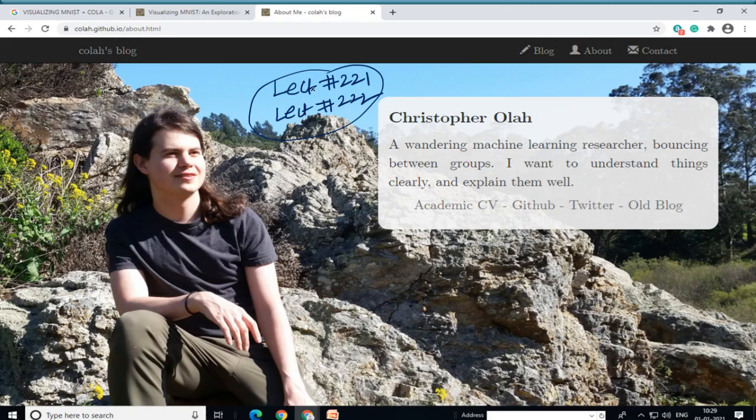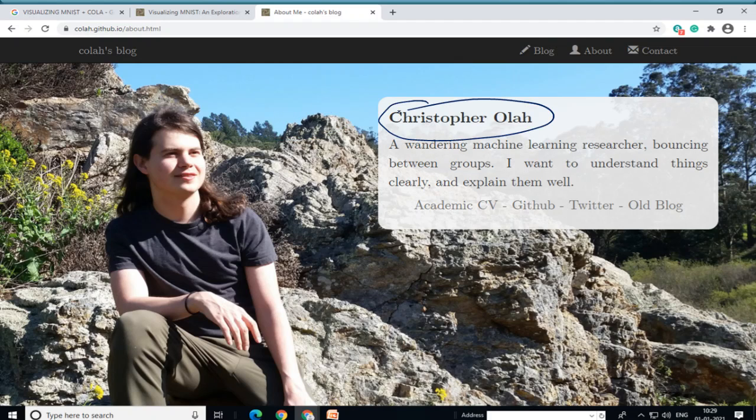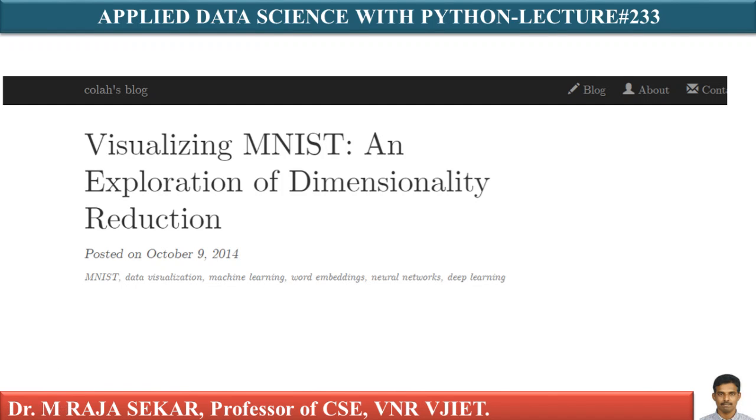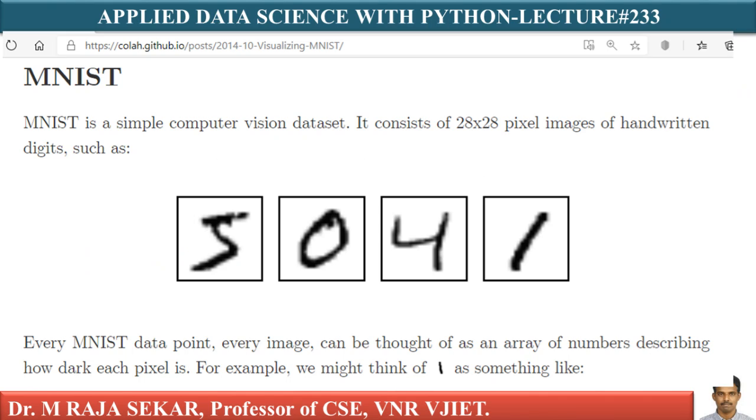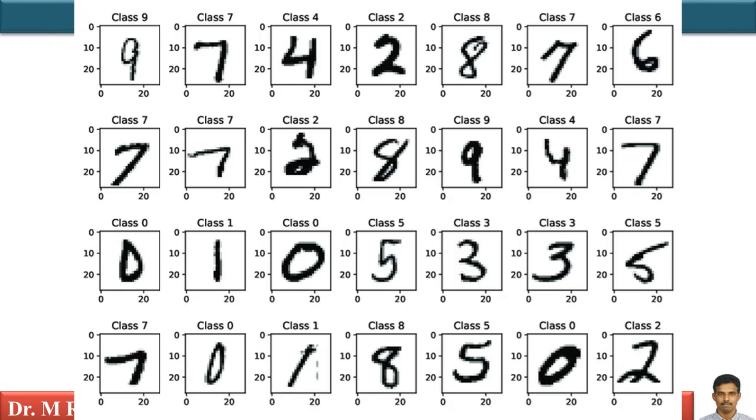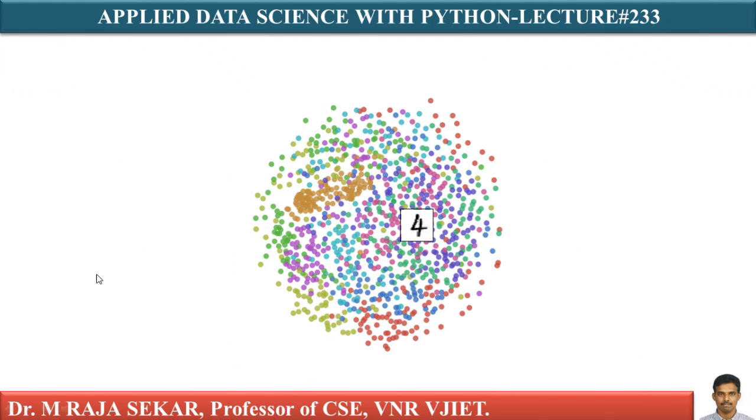In these two lectures, I discussed this particular dataset, where we visited Christopher Olah's blog. In this blog, we discussed this dataset in a detailed manner. We were saying that there are digits 0 to 9. How many class labels? There are 10 class labels like this. We discussed this dataset neatly. I kindly request you to go through those two lectures before understanding this lecture.